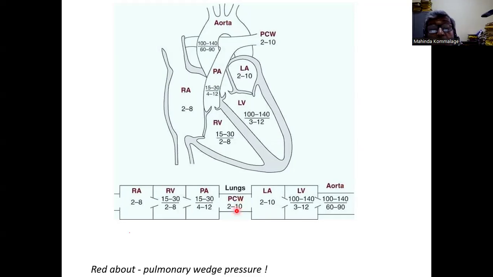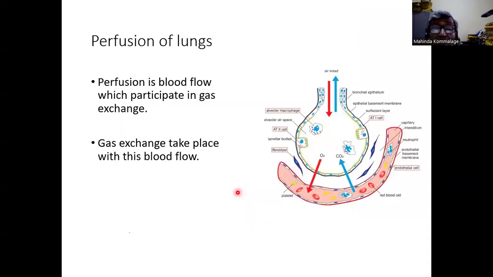Go and read. So, pulmonary capillary pressure, at the arterial end and venous end, is very low, roughly 10 or less than 10. Actually, we call pulmonary capillary pressure the pulmonary wedge pressure, PCWP. Read about the pulmonary wedge pressure and search on the internet. What does pulmonary wedge pressure mean? So, pulmonary circulation is a low pressure system.